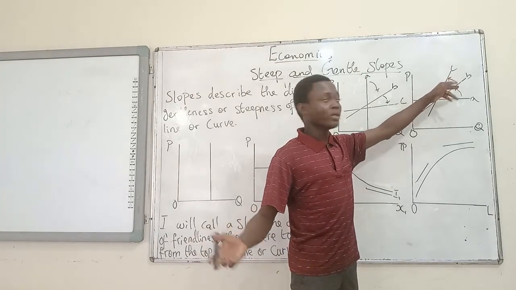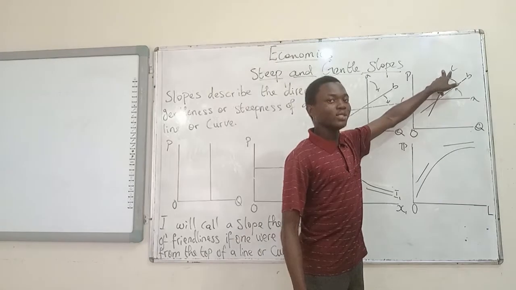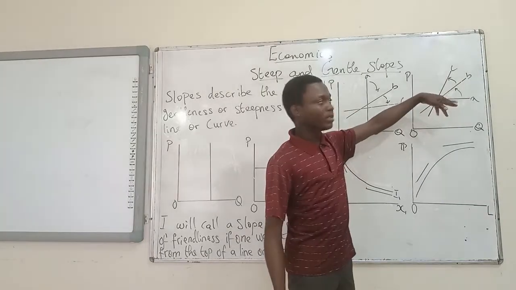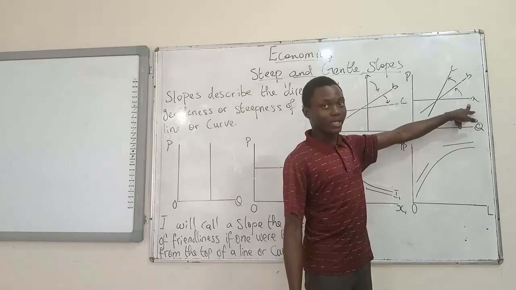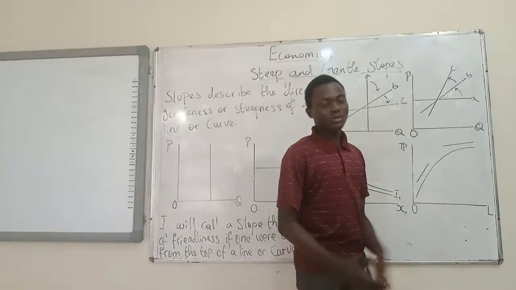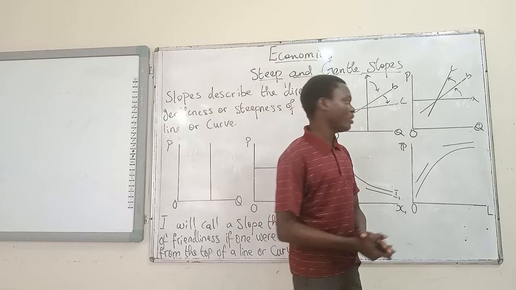So it's all about grammar. It's the most steep or the least gentle of the three, followed by line B. So line B is steeper than line A. And line A is not even steep at all. So I believe you understand that.